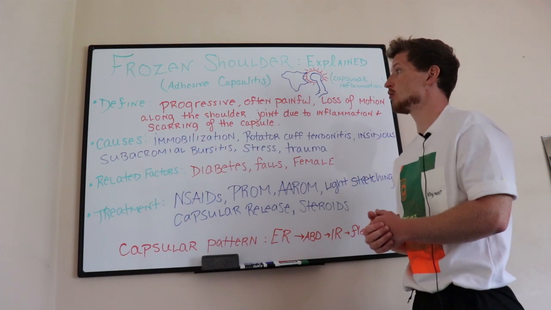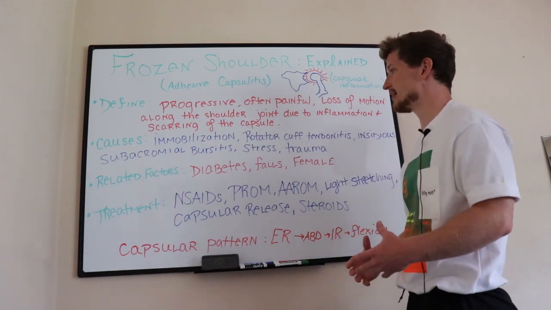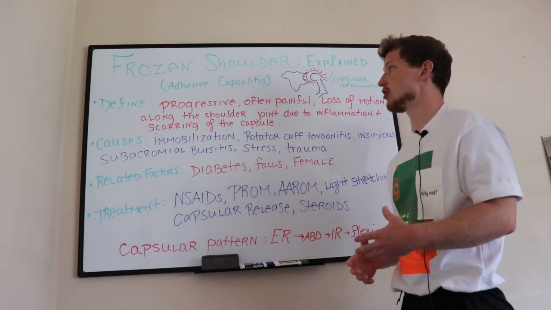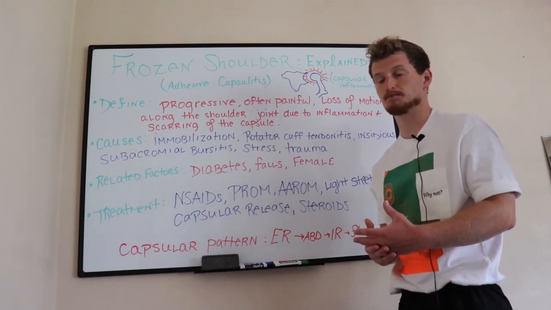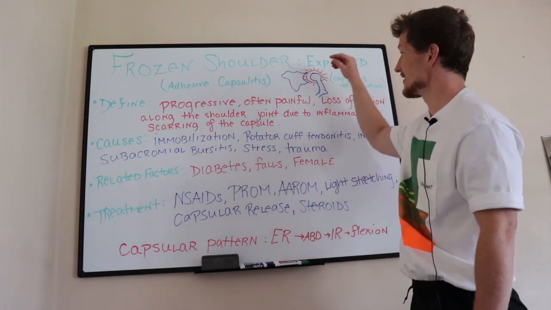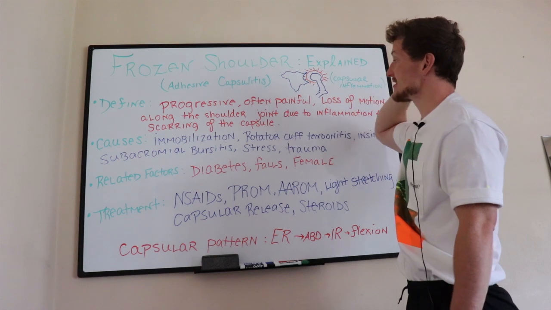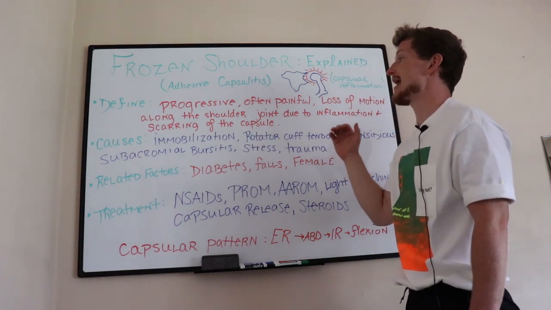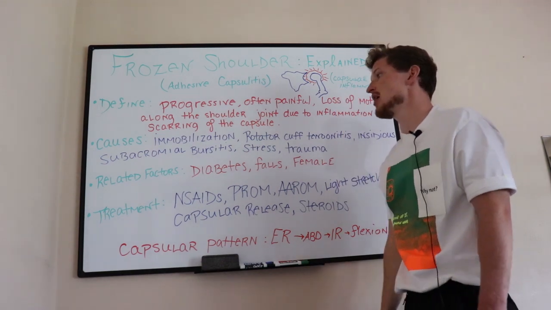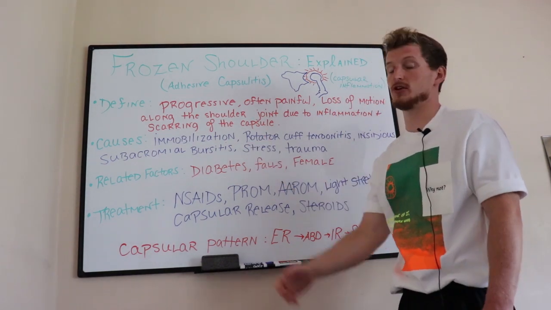So its pure, super wordy definition would be progressive, often painful, loss of motion along the shoulder joint due to inflammation and scarring of the capsule. So like I said, the inflammation causes that scarring, and once that scarring is formed, shoulder mobility decreases and pain increases. So some causes of frozen shoulder would be immobilization.